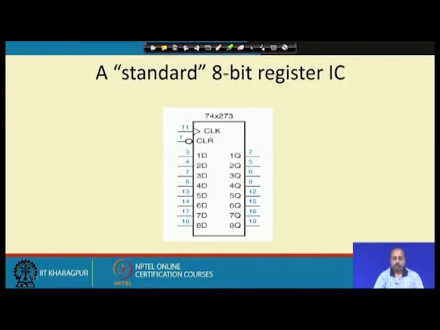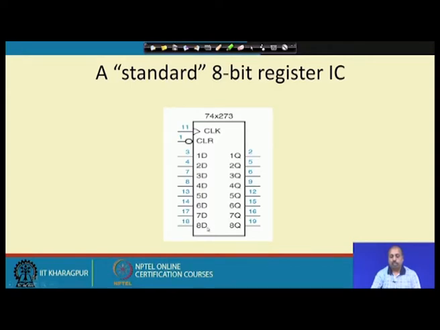We can have 74273, which is another integrated circuit chip where we have 8 such flip flops: 1 D, 2 D, 3 D, 4 D and then 1 Q, 2 Q. Interestingly, you can see that the Q bar lines are not taken out.